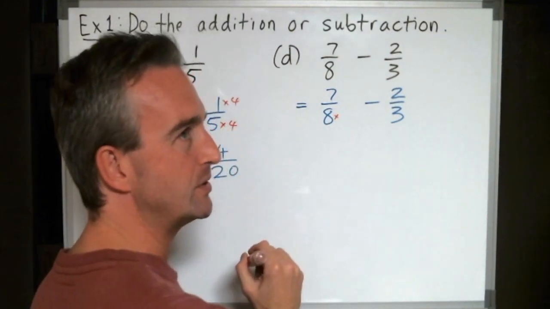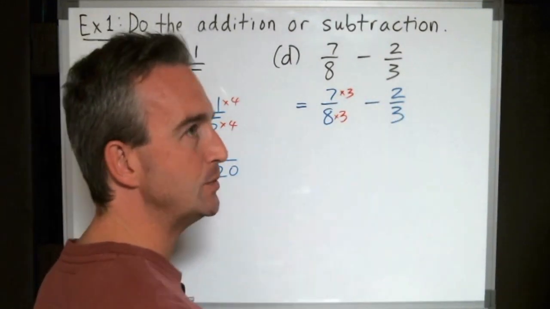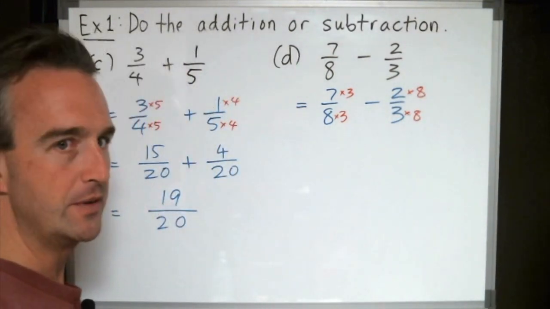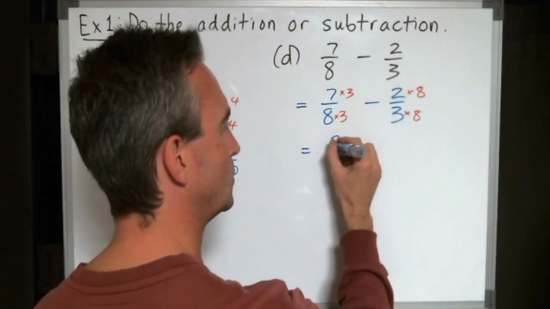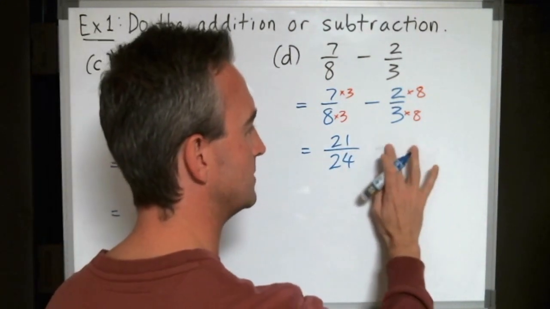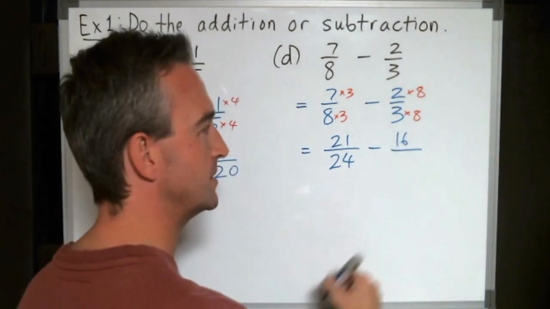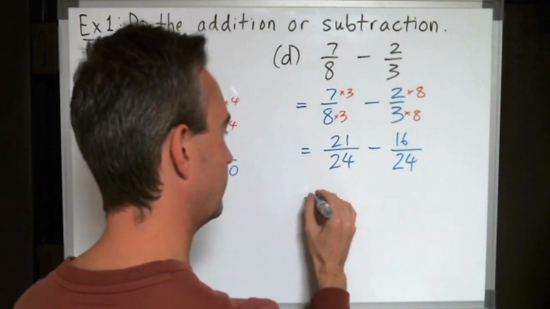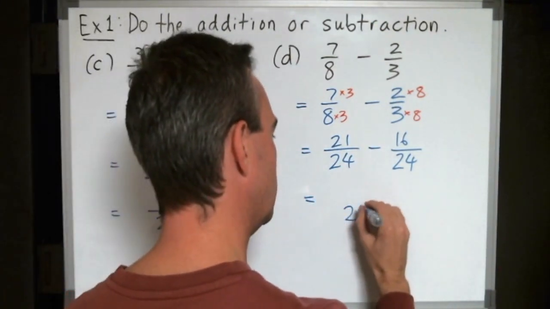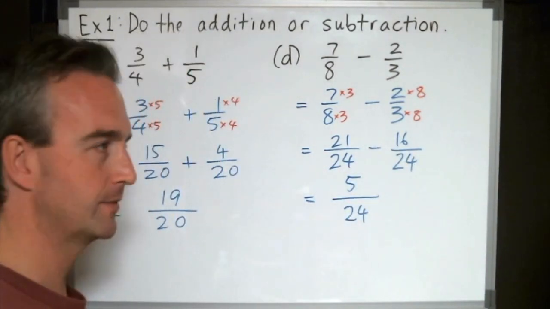To turn an 8 into a 24, multiply by 3. Got to do it to the top and the bottom. Turn a 3 into a 24, got to multiply that by 8, and you've got to do it to the top and the bottom. This is going to give us 21 over 24. And over here, oops, not plus, minus, get it right. 2 times 8 is 16 over 3 times 8 is 24. Final answer, we now have a common denominator. Yippee, 24. 21 minus 16 is 5 on the top. There we go. Still with me?